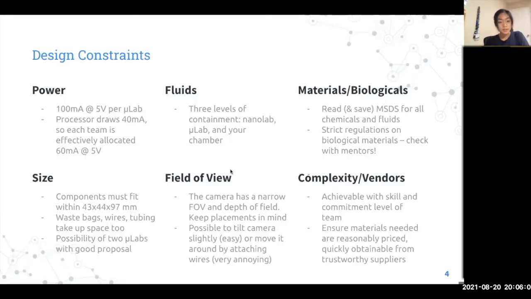All right, and then here are some design constraints for your mechanical. So keep in mind the power constraint of your microlab. You're only allowed up to 100 milliamps at 5 volts for each of your microlabs. So your microprocessor draws 40 milliamps. So effectively, you can only use up to 60 milliamps at 5 volts. So that includes all of your pumps, your camera. Whenever your camera's on, you basically can't turn anything else on other than your LED.